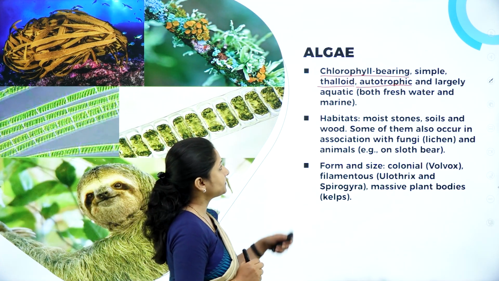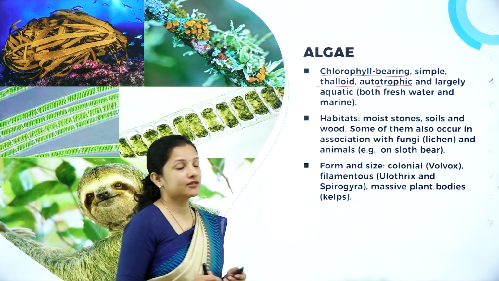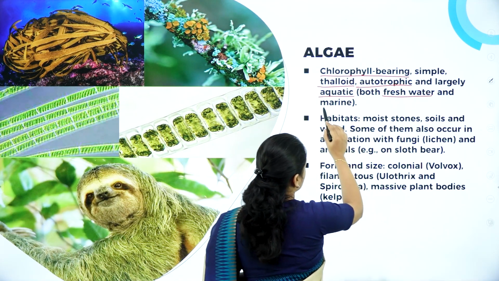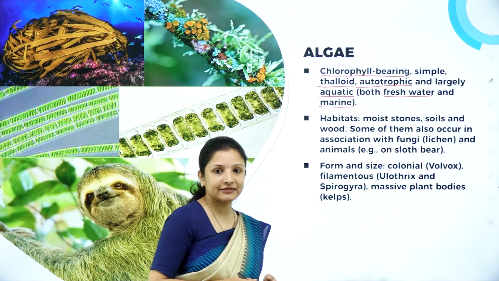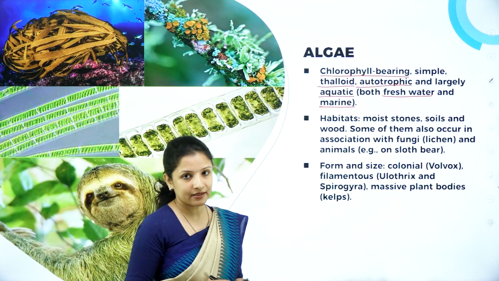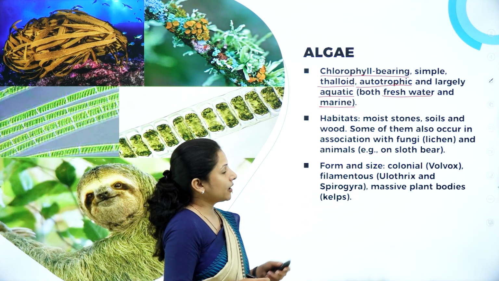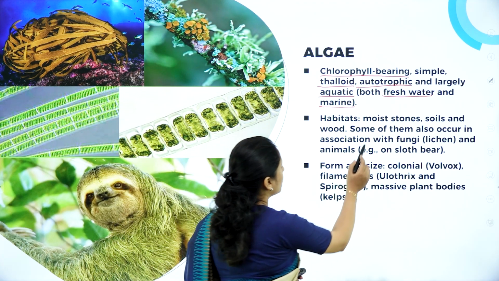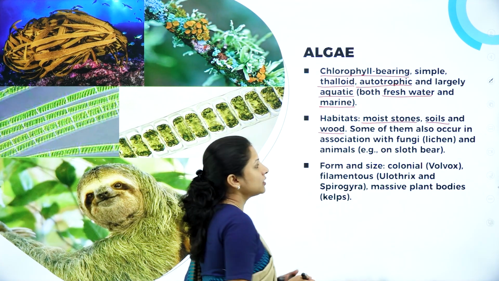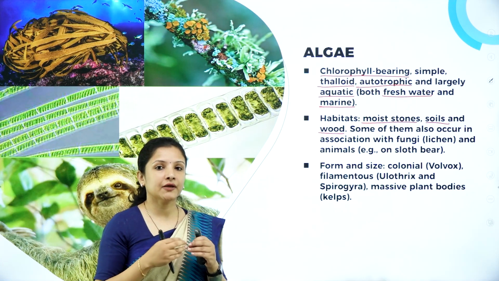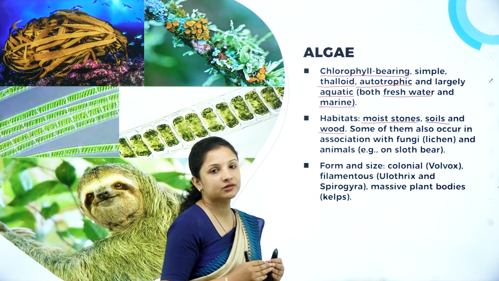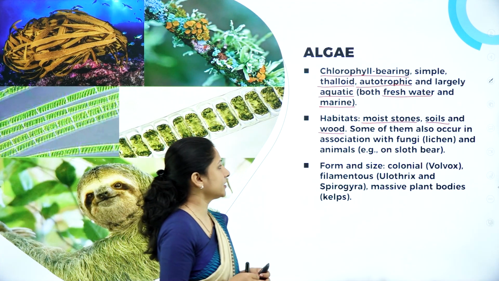And their habitat is mainly aquatic, that is they can live in both fresh water, that is rivers, ponds, lakes, streams, etc. and they can also live in marine water, that is seas and oceans. And apart from that, they are also found on moist stones, in soils and wood. So that means wherever the availability of moisture is there you can find algae growing under suitable environmental conditions.